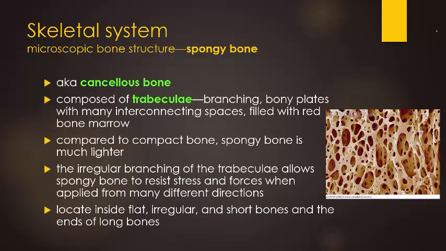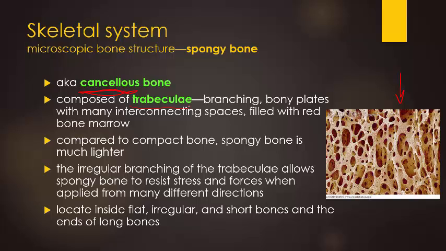Now let's look at the microscopic structure of spongy bone. And spongy bone can also be referred to as cancellous bone. So spongy bone or cancellous bone, it's the same thing. And this is an electron micrograph picture showing what are called the trabeculae. So trabeculae are the branching bony plates that make up spongy bone.